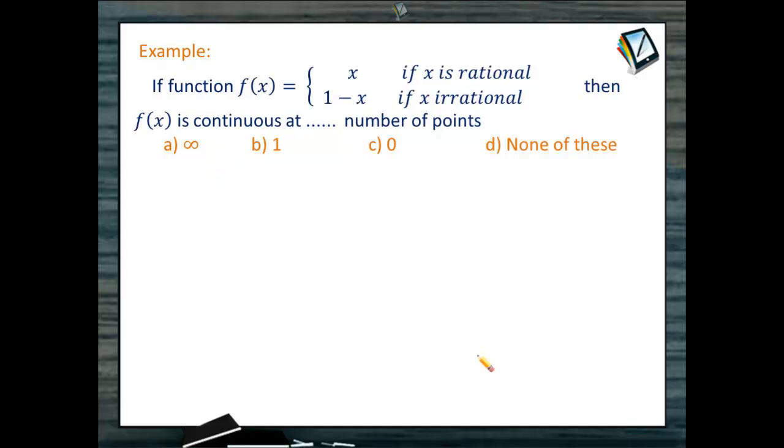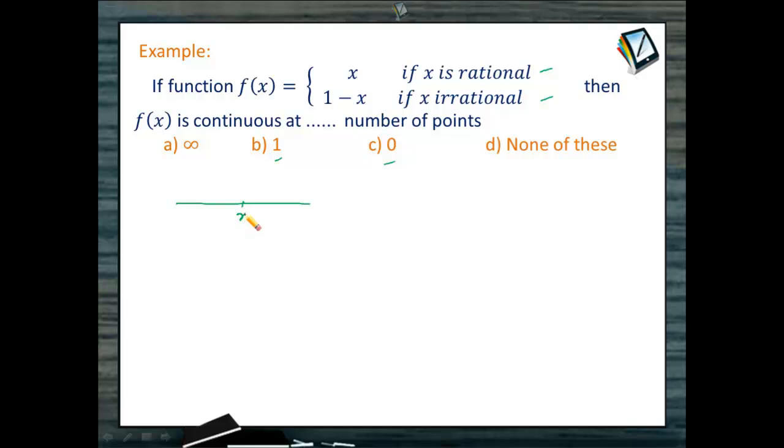The function f of x equals x if x is rational and it is 1 minus x if x is irrational. Then f of x is continuous at how many points? Is it continuous at infinite points, or is it continuous at only 1 point, or is it continuous at 0? Now this is quite a trivial case, but first let us define continuity.